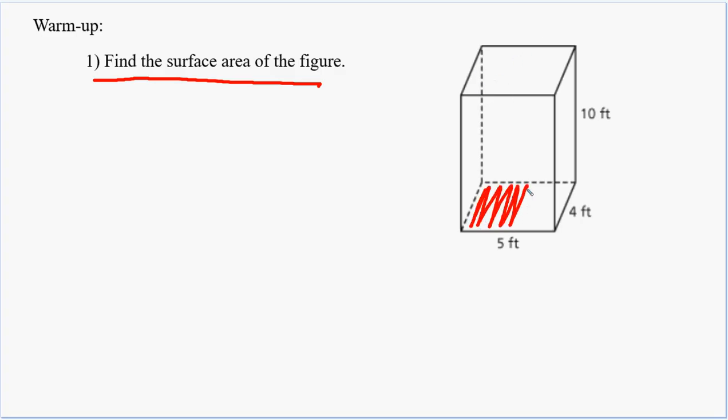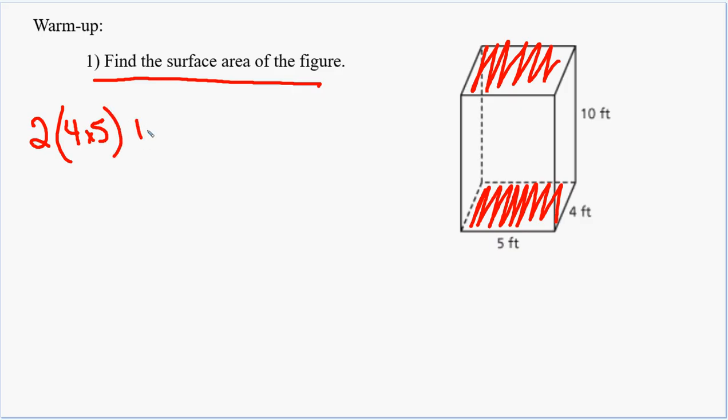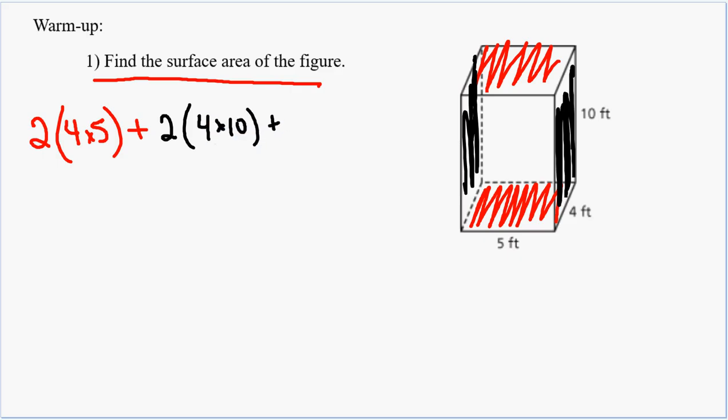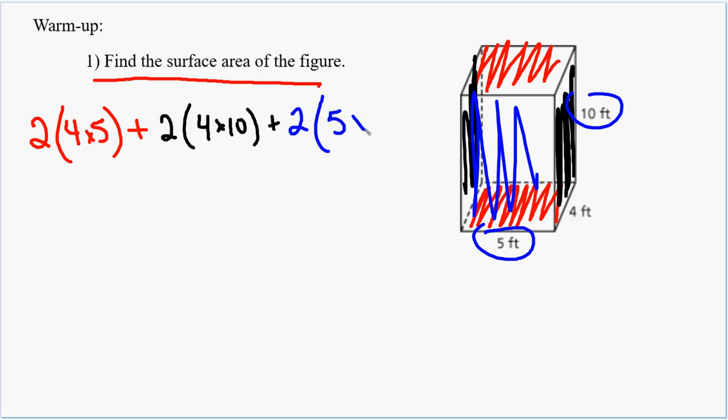I'm going to do in red here. The bottom and the top are both 4 by 5, so we have two 4 by 5 sides, plus the right side here is 4 by 10, and so is the left side. So we have two 4 by 10 sides. And then finally the front and the back. The front is going to be 5 by 10, and the back will also be 5 by 10. So we have two of those.